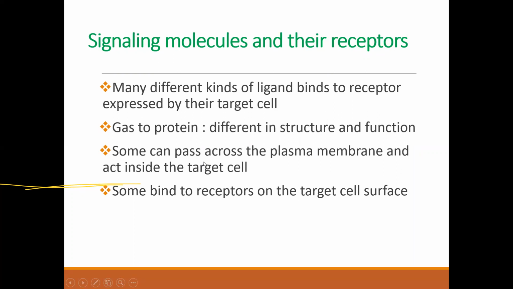Some of the signaling molecules can pass across the plasma membrane and bind to the receptor inside the target cell. However, some of the signaling molecules cannot pass across the plasma membrane. Therefore, they have to bind to the receptor located on the cell surface, and they need another additional pathway or mechanism to convey the information from the signaling molecule into the inside of the cell.